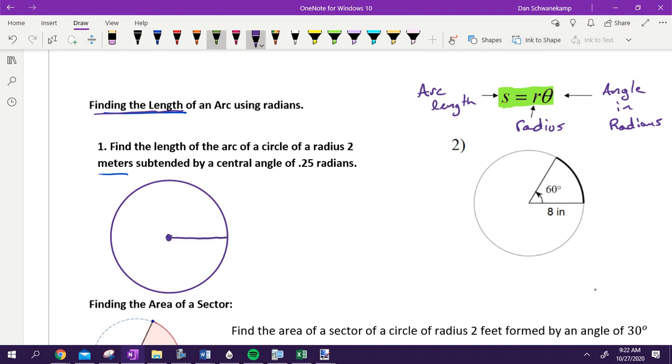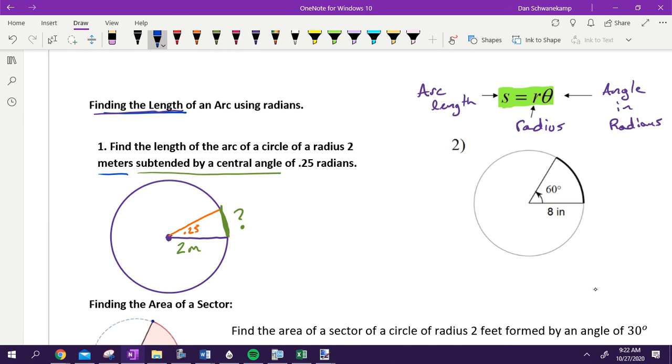Okay, the radius is 2 meters. You want to find the arc length of the circle that is subtended by a central angle of 0.25 radians. What that means is you have an angle right there of 0.25 radians. Your job is to find the arc length. You want to know this part right here. That is the mystery number. How long is that little baby line right there? That's what we're trying to figure out.